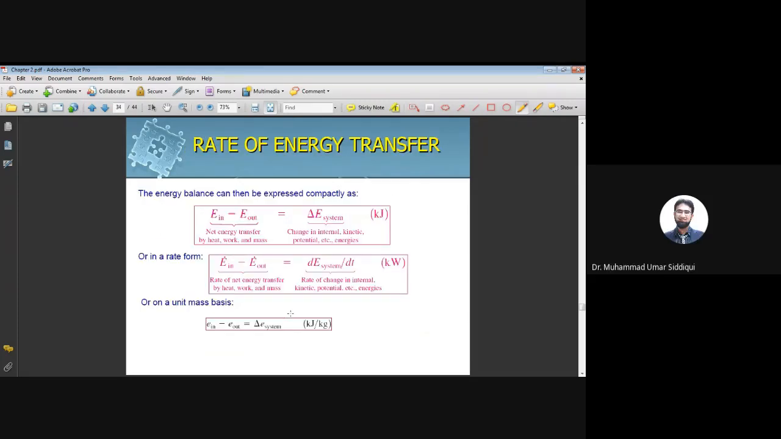We can write these energies in the rate format as well. Like, for example, then it will be in kilowatts, per unit time, or on the unit mass basis as well. Then it will be kilojoule per kg.